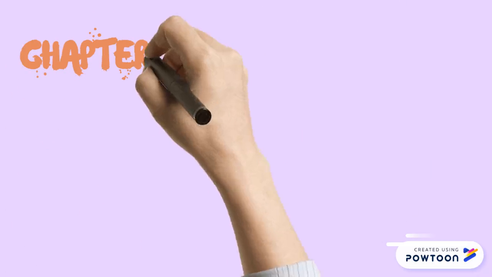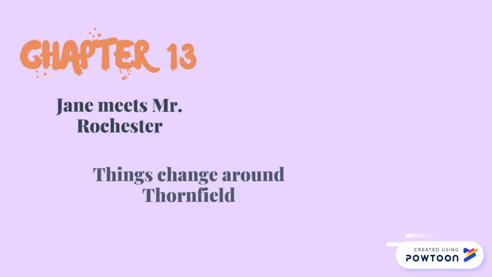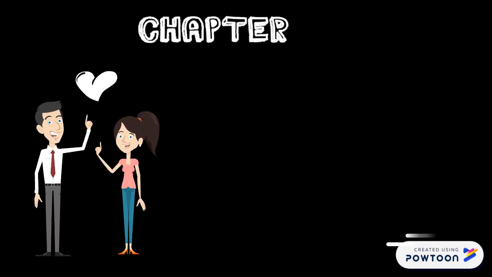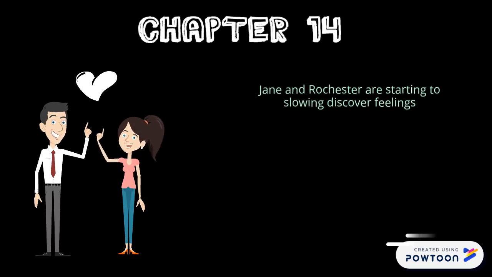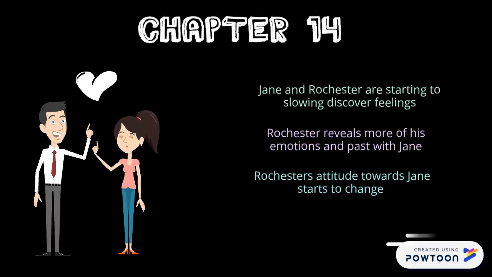In chapter 13, Mr. Rochester comes and lives in Thornfield. Everything changes around the house. Both Jane and Mr. Rochester start to form a relationship and get to know each other. In chapter 14, Jane and Rochester start to discover feelings because they get to know each other on a deeper level, and Rochester's demeanor starts to change more towards Jane.